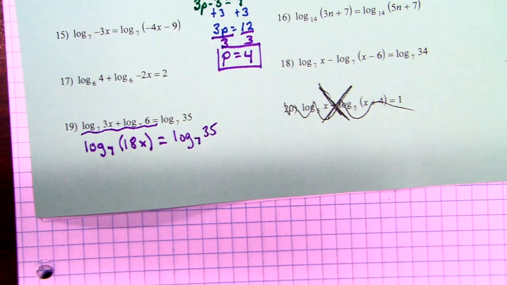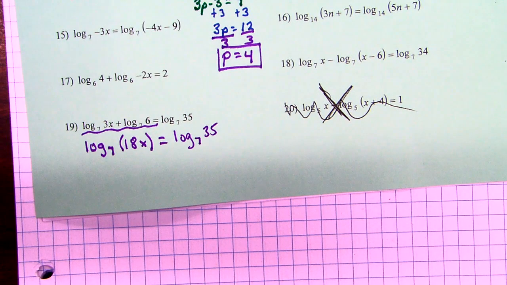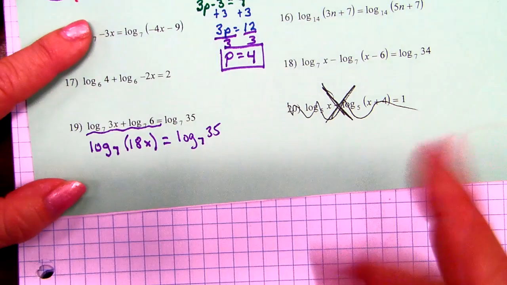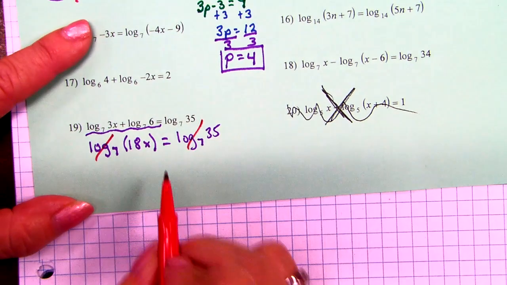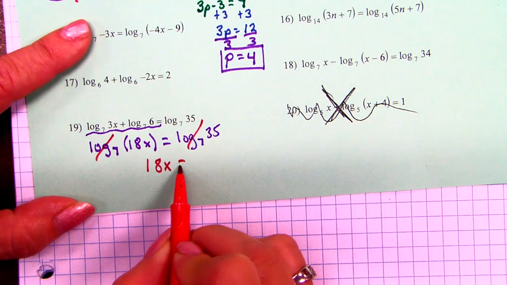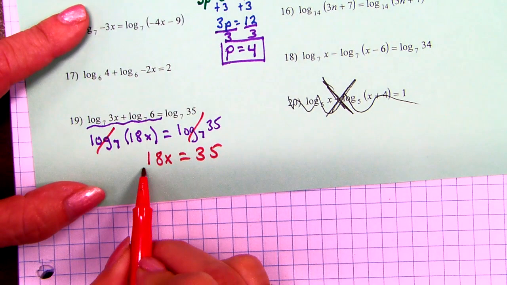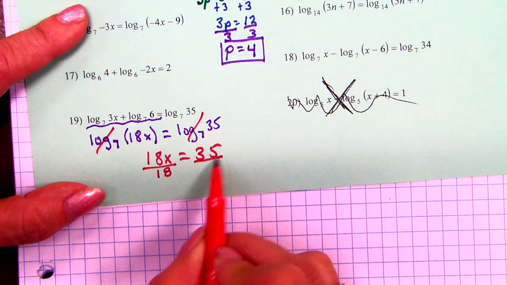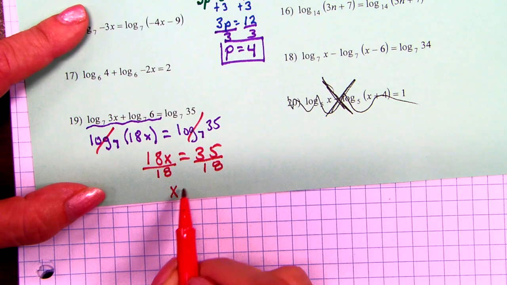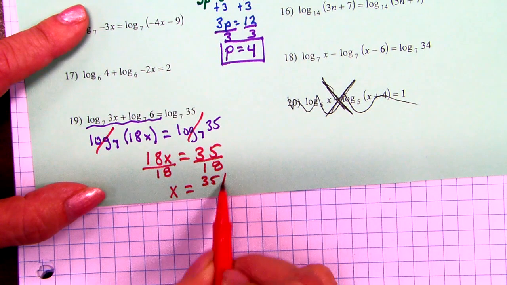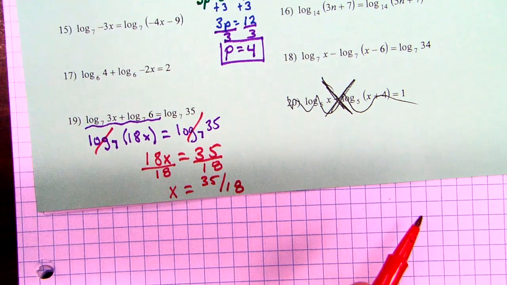Then I look at this and go, okay, I have logs on both sides. Do I cancel or do I rewrite it in its other form? It's one or the other. And you would cancel. So you get 18x equals 35. Divide both sides by 18. And if you put this in your calculator, I think you get a yucky decimal. So hit math, enter, enter, and you'll get 35/18.